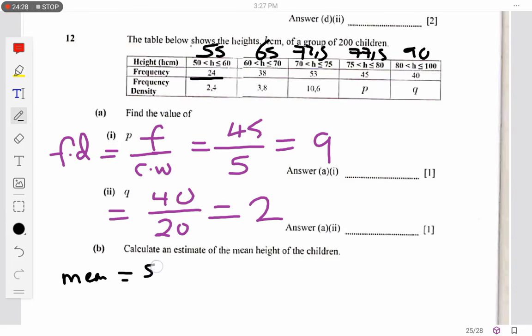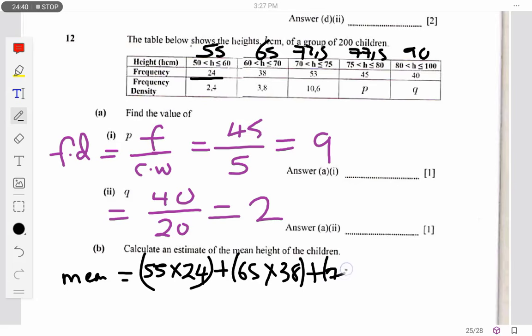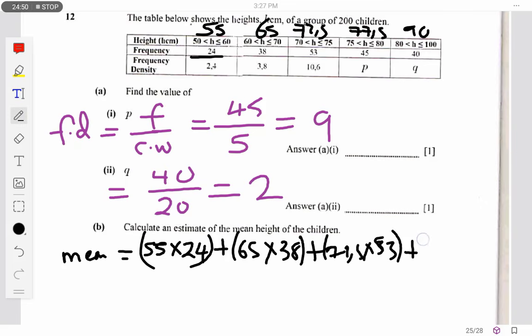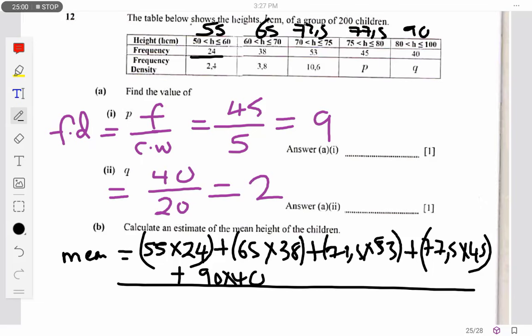So it will be 55 times 24, plus 65 times 38, plus 72.5 times 53 here, plus the next one, that's 77.5 times 45. Then lastly, plus 90 by 40. It's going to be divided by the total number of children, which is 200.